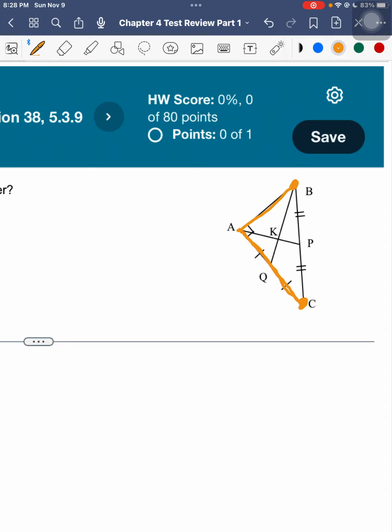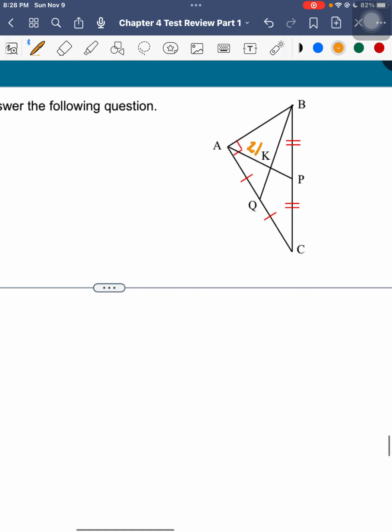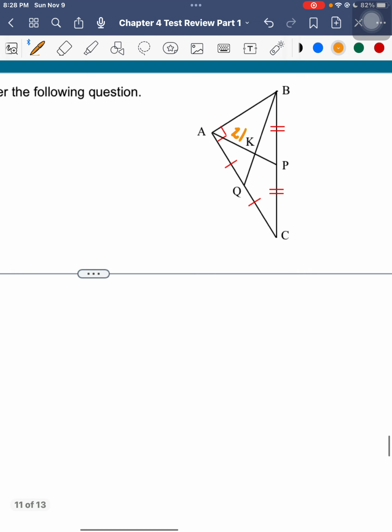If AK is 21, what is KP? All right, so they want this value right here. Well, let's take a look at the whole line. This whole segment is a median because we're starting at a vertex and we're ending at the midpoint of the opposite side. So that means this whole thing is a median. What is a median split up into? It's split up into a 2/3 portion and a 1/3 portion.